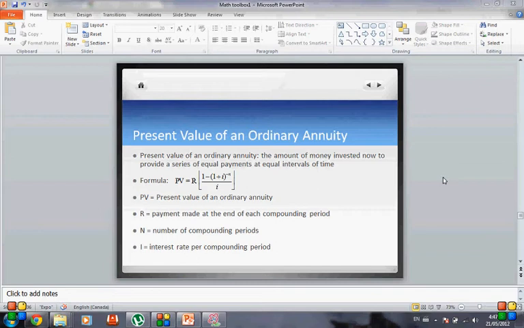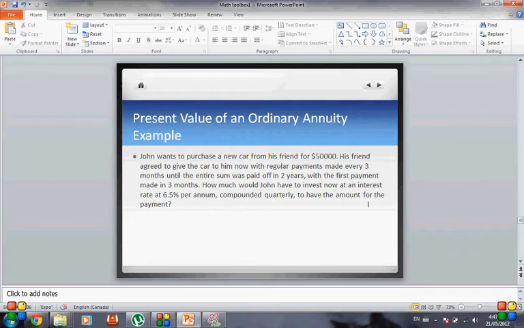So let's look at the formula now. You can see that present value, or PV, is equal to R bracket 1 minus 1 plus I to the power of negative n, divided by I, where R is the payment made at the end of each compounding period, n is the number of compounding periods, and I is the interest rate per compounding period. Let's move on to our first example.